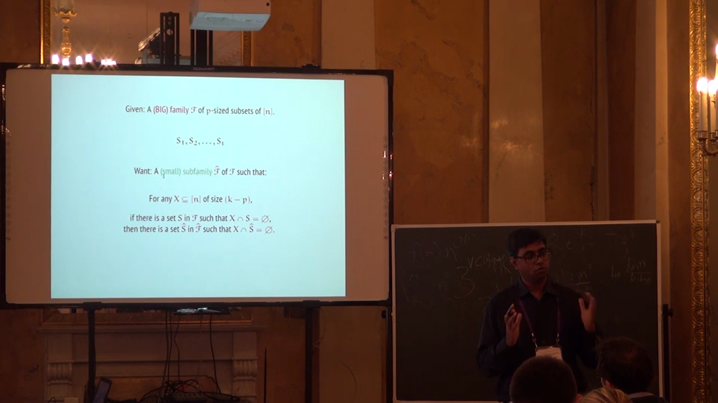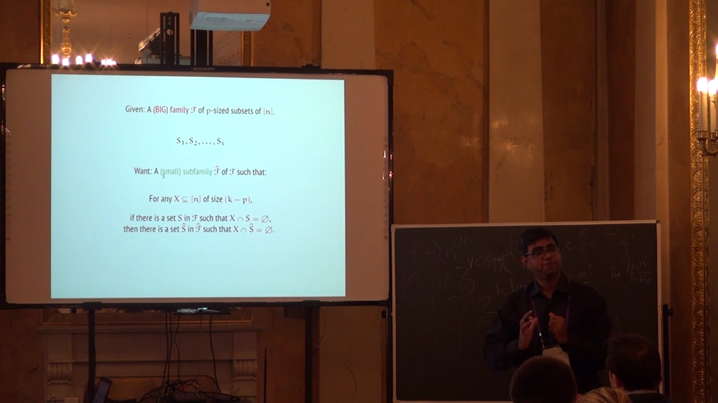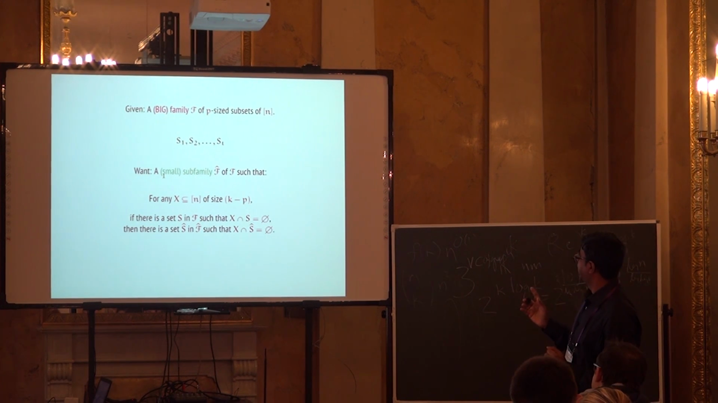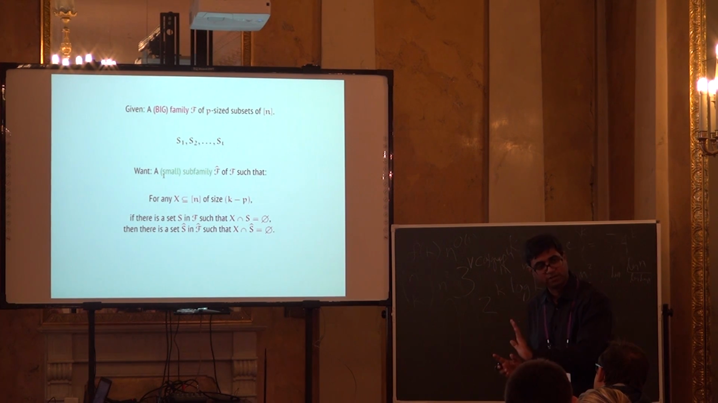And what is the goal? Our goal is to find a small subfamily of this with the property that for any X of size k minus p, if there is a set S in F such that X intersection S is empty, then there is a set S hat in F hat so that X intersection S hat is equal to empty set. Okay?